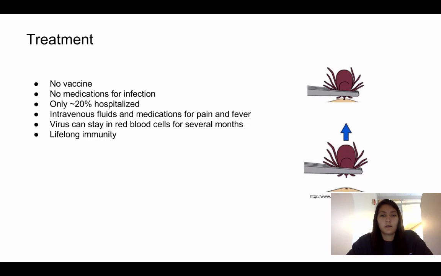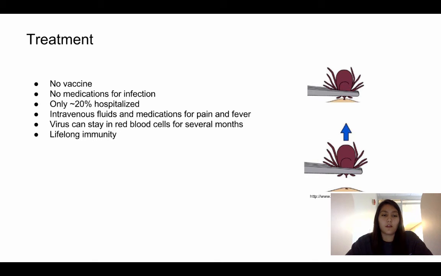So treatment: there's no vaccine for this, again probably because it's not really life-threatening, so it's not a huge concern. There are no medications for the infection, so no antivirals or anything. Only about 20% of people are hospitalized for this, and when they are, they'll usually be given intravenous fluids and medication for pain and fever.